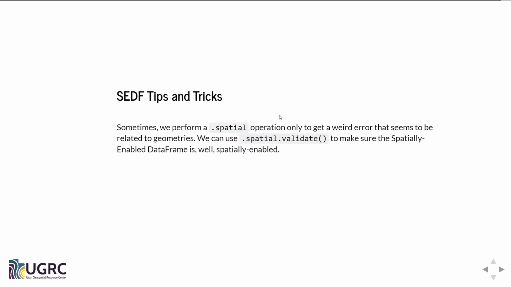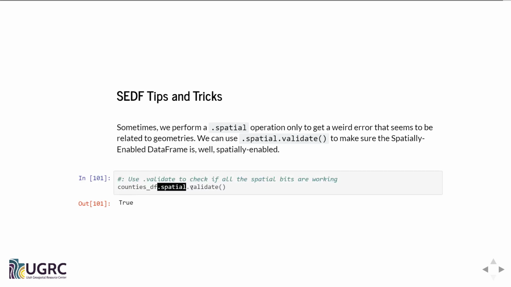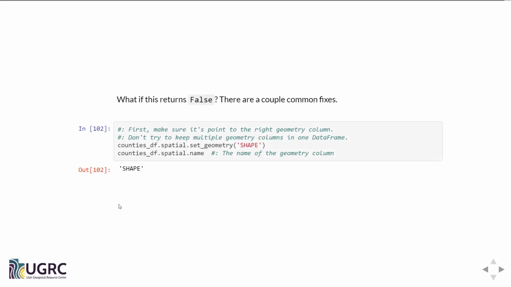Couple tips and tricks. Sometimes when you're performing these spatial operations like projecting or something, and then you go to perform another operation, it fails. And you're like, what? Everything should be good. Well, sometimes the way it sees what columns to use for spatial gets a little confused. And so they provide this .validate method. And that will say, yes, everything looks good, or no, it doesn't. So if it's true, everything's great. If it's false, well, there's something broken. How do I fix it? First, make sure it's pointing to the right column for its geometry. It's normally SHAPE, and you can set that using .set_geometry.